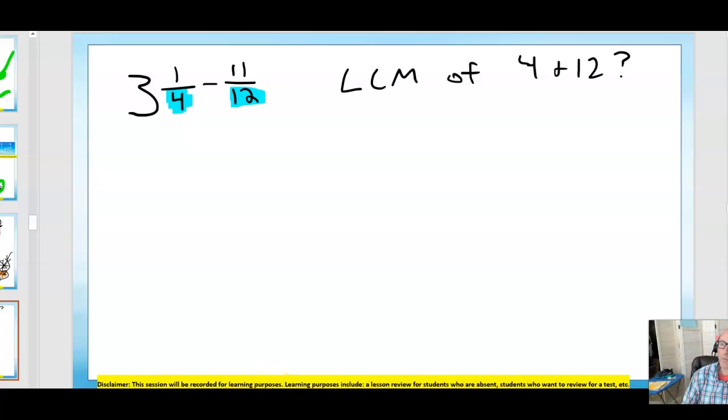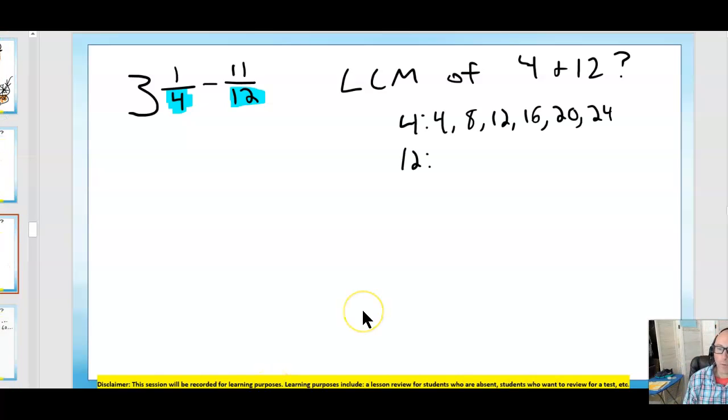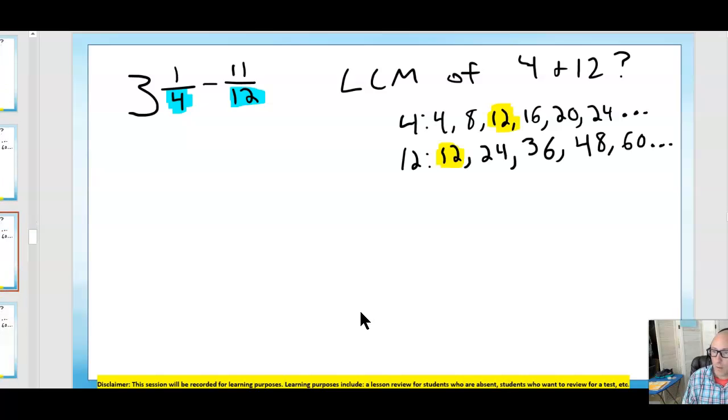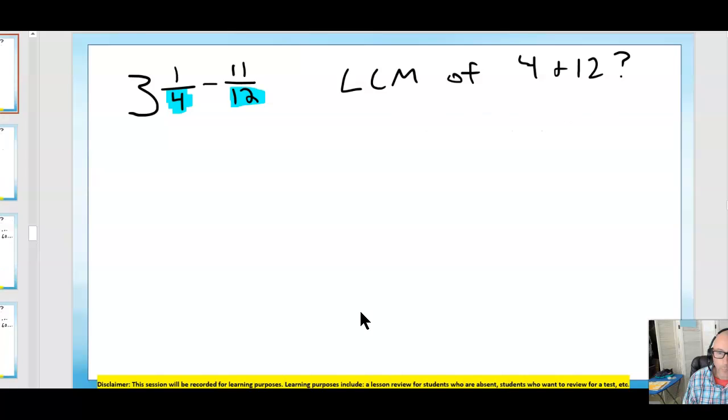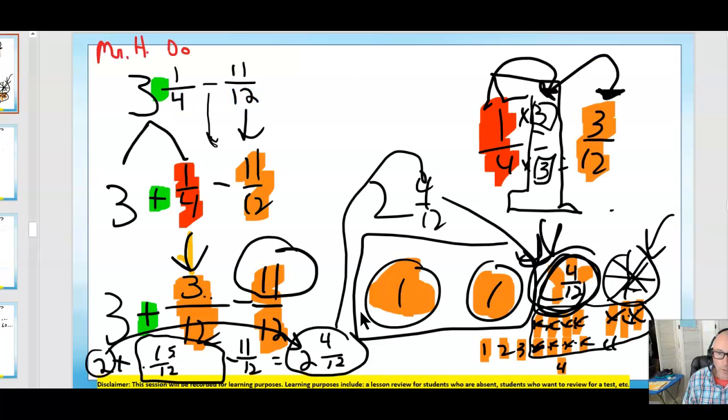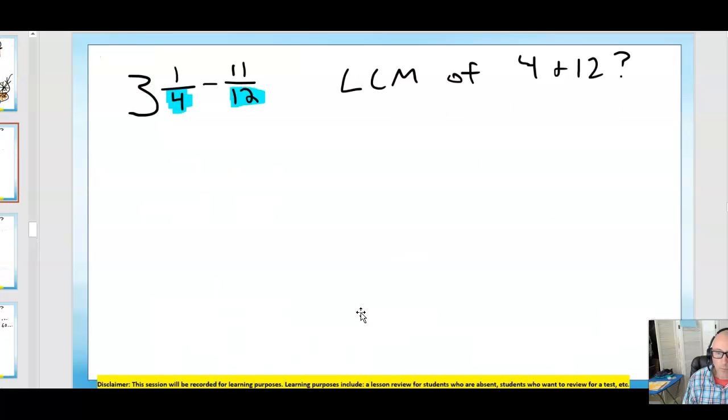Lowest common multiple, 4 and 12 is, oh, here, I guess I'm doing the problem here. It's 12. Is this another way to do it? Is this the same problem? Ah, gosh, it is. All right, let's see what's going on here.